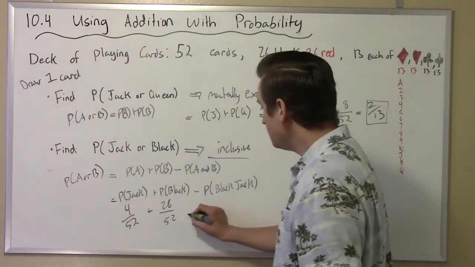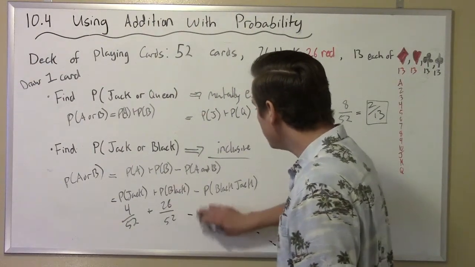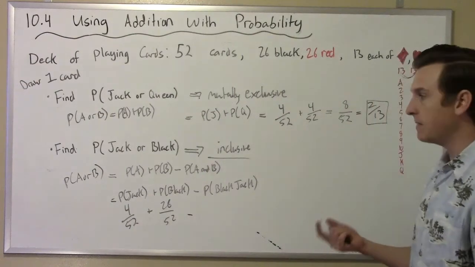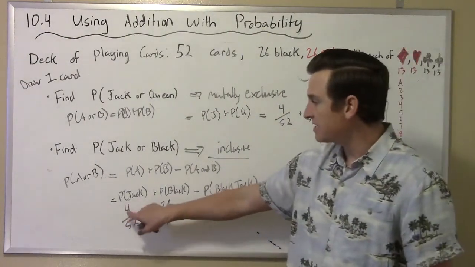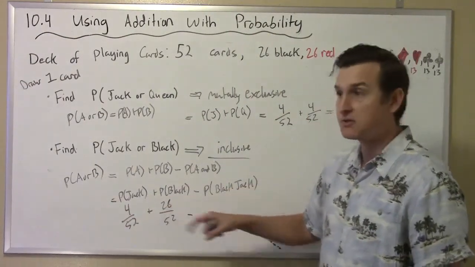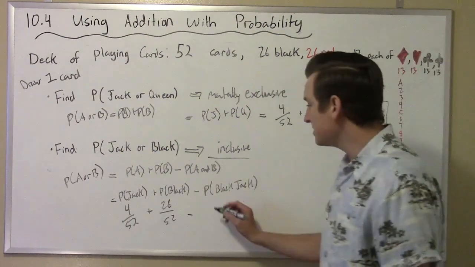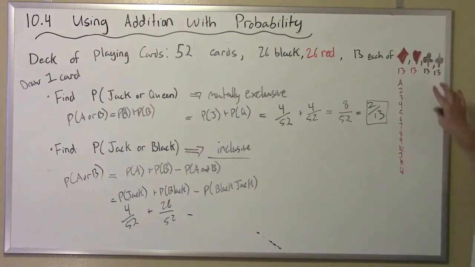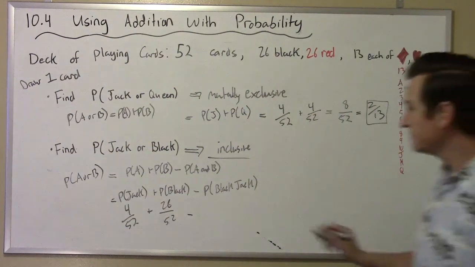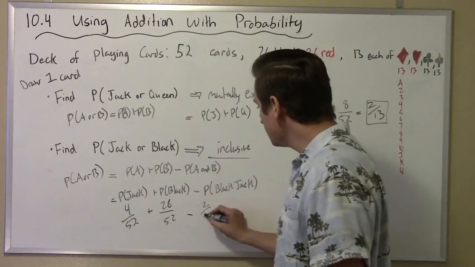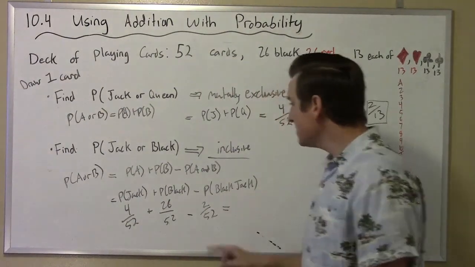So what we have to do is subtract the probability that we have a black jack. Because there's 2 black jacks in this group and there's 2 black jacks in this group, but there's only 2 black jacks in the total deck. We don't have 4 of them. So we have to subtract the probability that we get a black jack. Now, there's 2 black jacks in the deck of 52. Okay, so this is the extra piece.